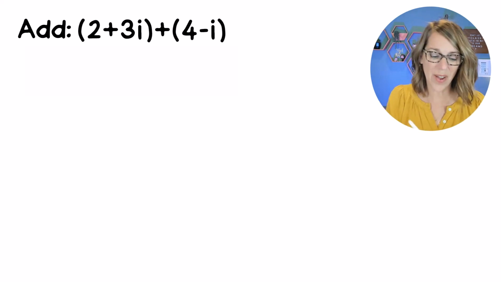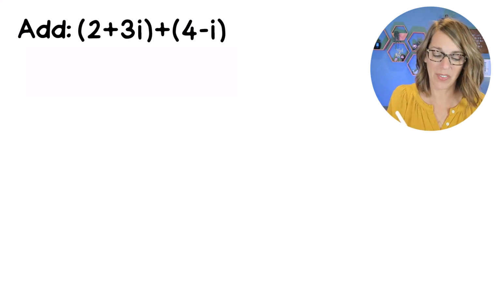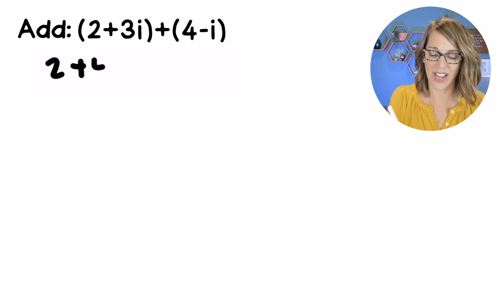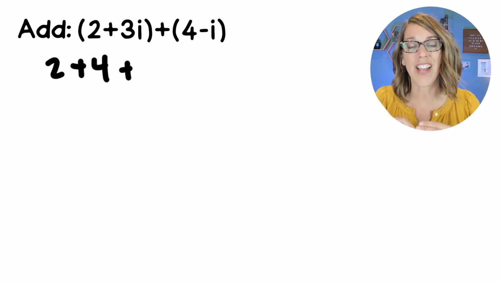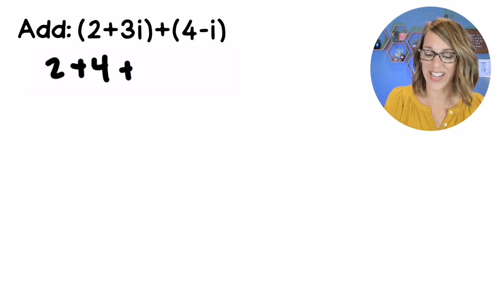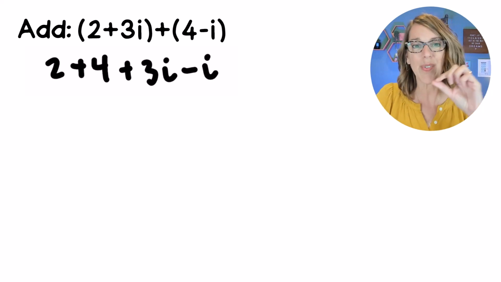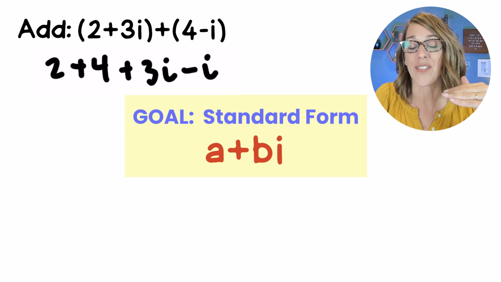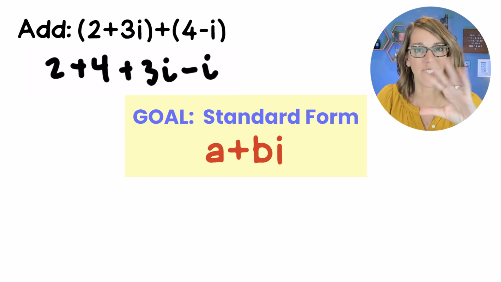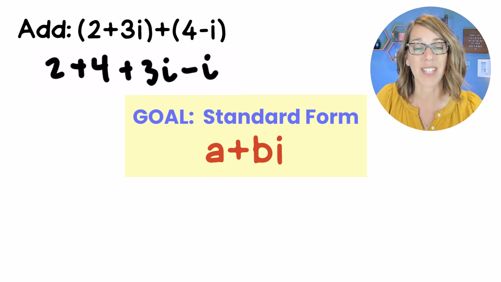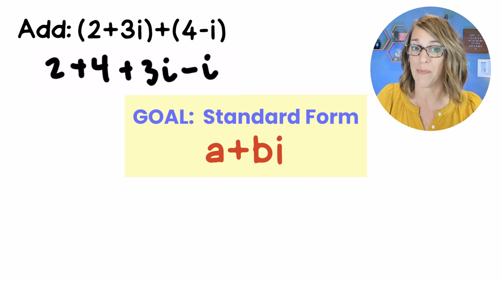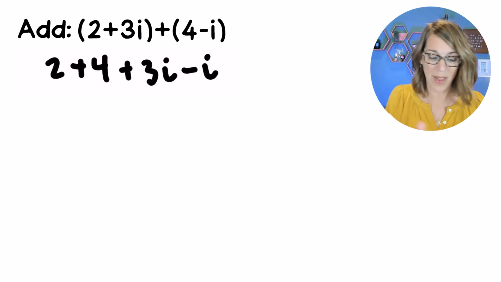As I'm adding this together, I want to start by regrouping, and I want to put the 2 and the 4 together, and then I'm going to put those imaginary terms, the 3i and the negative i together, so plus 3i minus i. And I'm doing this because my goal is actually standard form. I want the a first, a is just a real number, plus the bi, which is a real number times i. That's going to be my imaginary part.